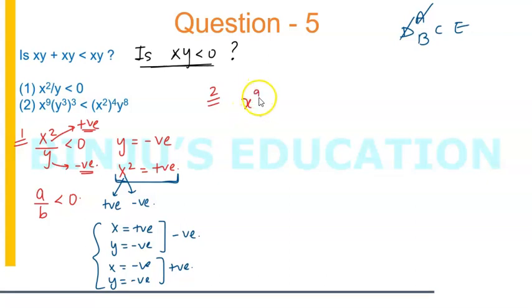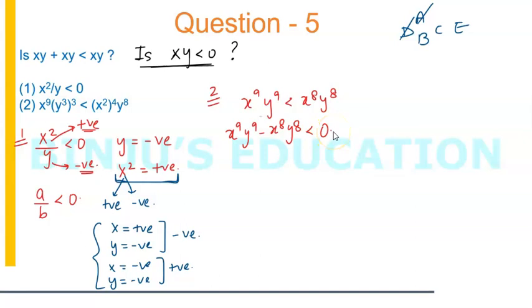So we have x to the power 9, y to the power 3 whole to the power 3, which is again y to the power 9, is less than x to the power 8 into y to the power 8. Subtract x to the power 8, y to the power 8 on both the sides. We will have x to the power 9, y to the power 9 minus x to the power 8, y to the power 8 is less than 0.